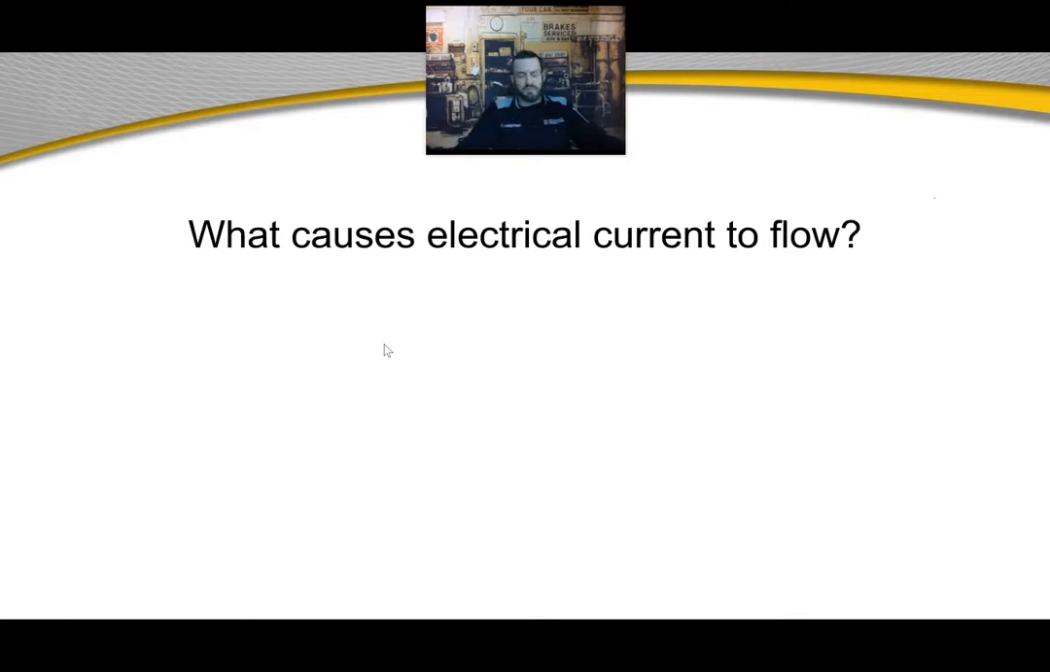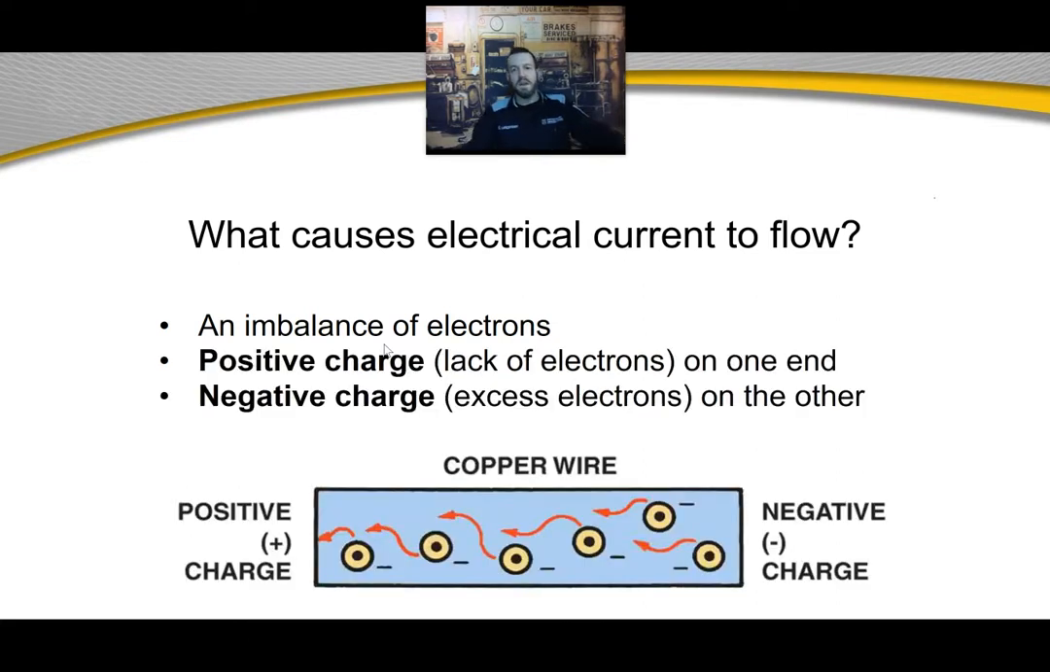All right, so what causes electrical current to flow? It's an imbalance of electrons. There has to be an imbalance of electrons, because electrons have to be moved somehow. A positive charge has a lack of electrons on one end. A negative charge has excess electrons on the other, okay? Electrons flow, okay? In the conventional theory, they flow from positive to negative, okay?